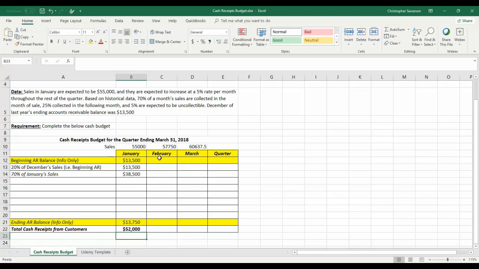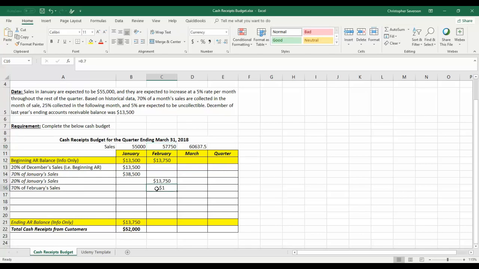Now, since we're using these yellow cells as information, let's carry the $13,750 up here just so we know that it's there. And now we're going to add a line here. We're going to call this 20% of January's sales. And I'm going to take out that information. That's going to be that $13,750. We're also going to collect 70% of the current month, which is February's sales. That's going to be 70% of the $57,750.